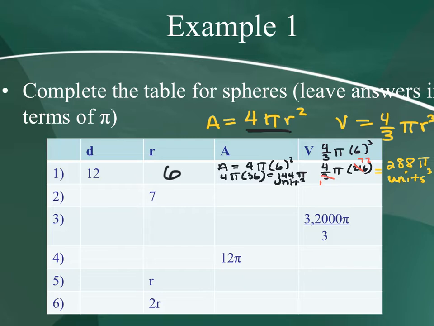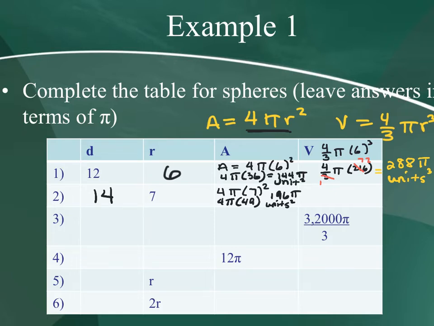Let's try the next one. This time they gave me a radius. So to change it into a diameter, I'm going to times it by 2. So the diameter is 14. However, remember, the formulas all use radius. So now to find the area, I'm going to do 4 times pi times 7 squared. So 4 pi times 49. I'm going to multiply 4 times 49, and I get 196 pi units squared.